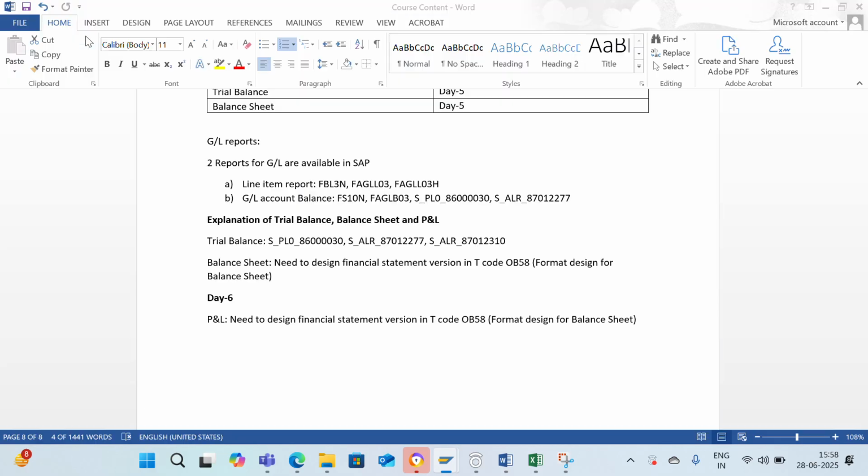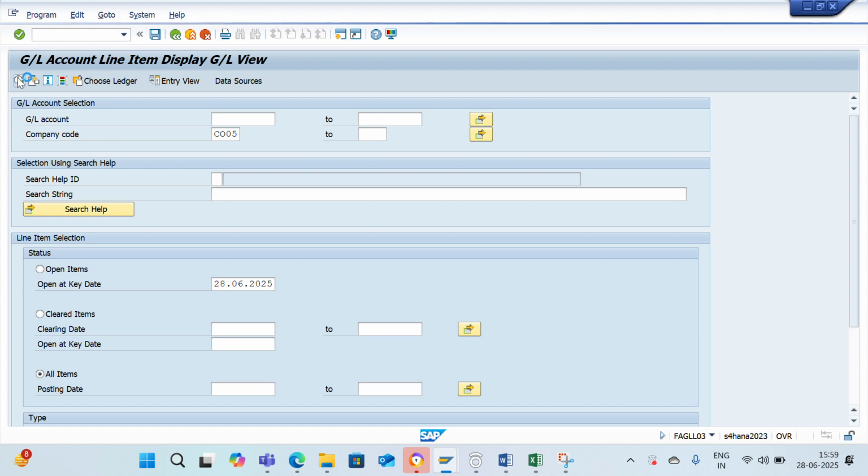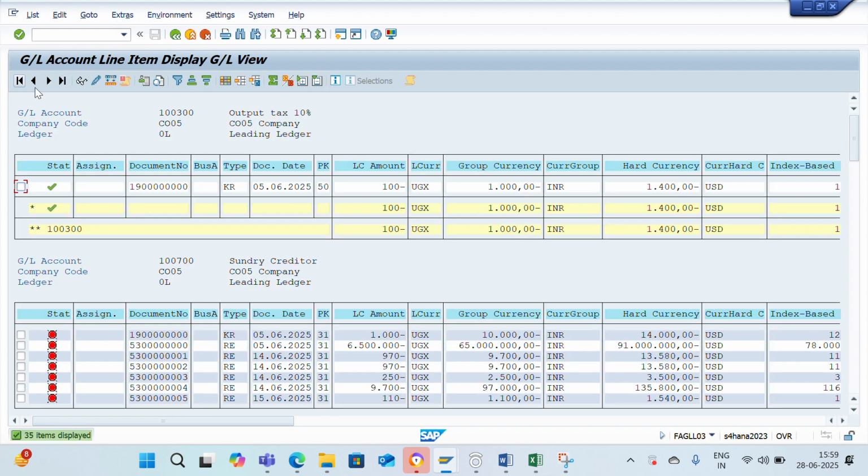The next report is FAGLL03. Now here you see this is a GL view. GL account line item display, but this is a GL view. Again, I am giving the same parameters. I am clicking on all items. For this company code, I want to see the report for all the GL accounts. That's why I am not giving any GL. Let me execute this. Again, I get the same kind of report.